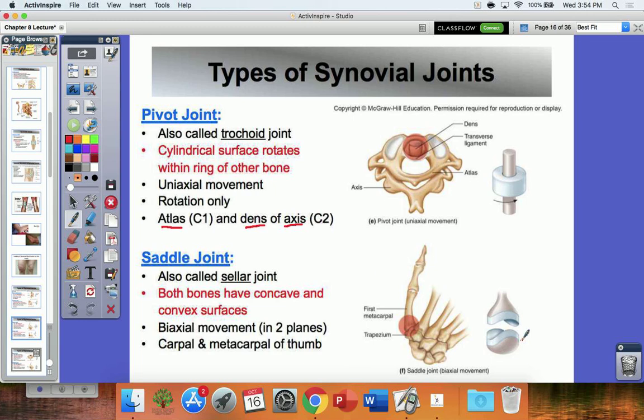And we'll find a saddle joint between the thumb and the carpal of the thumb that's connected to that. So the metacarpal of the thumb and the carpal that it is attached to. That's where we'll find saddle joints.